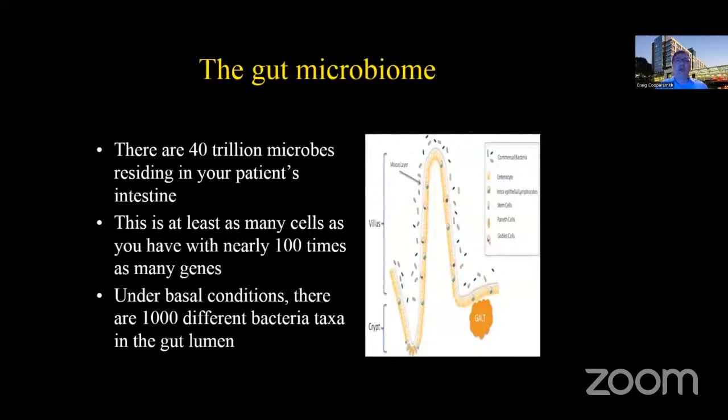So to start with the gut microbiome, it's important to mention that there are 40 trillion, with a T-R, microbes living inside both your and your patient's intestine. This is at least as many cells as you have inside your body, with nearly 100 times as many genes. And under basal conditions, there are 1,000 different types of bacteria, taxa, living inside your gut lumen.